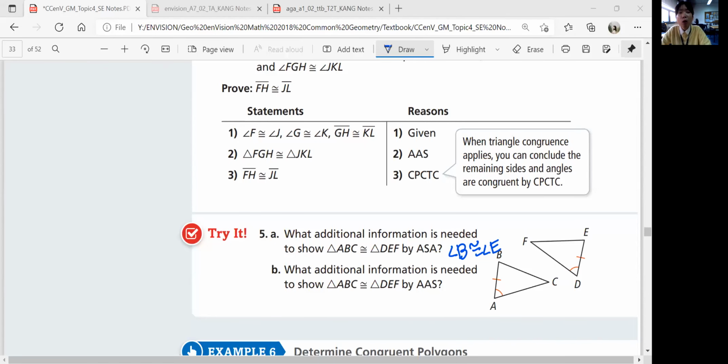How about part B? What additional information is needed to show those two triangles are congruent by AAS? You need two angles and a non-included side. Okay, in order to make those given sides that are congruent non-included, we need the other angles to be congruent, right? The other angles are C and F.